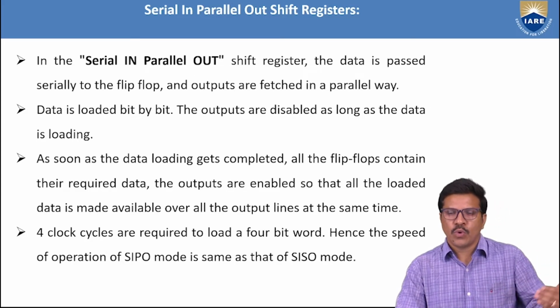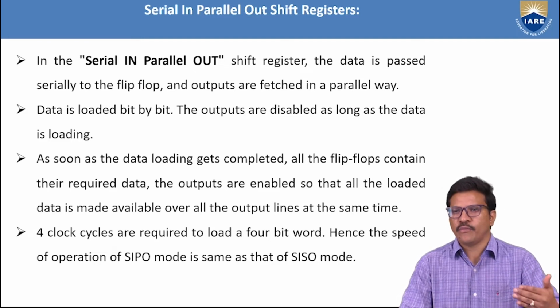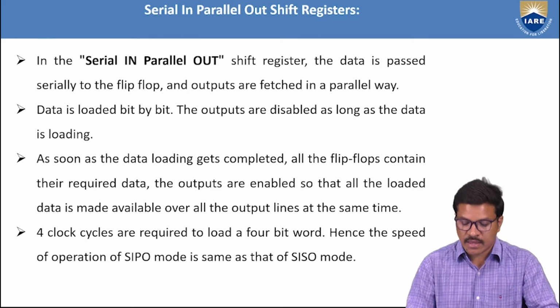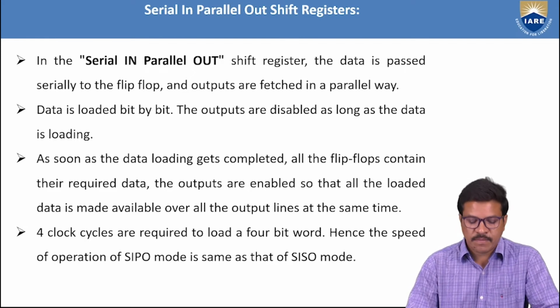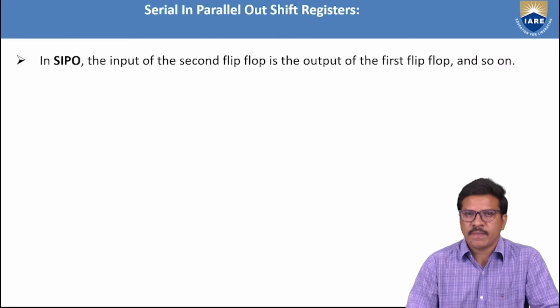To load, for example, a 4-bit shift register, to load the 4 bits in the outputs of each flip-flop, it requires 4 clocks. Hence the speed of operation of SIPO mode is the same as that of SISO mode. In SIPO, the input of the second flip-flop is the output of the first flip-flop and so on.